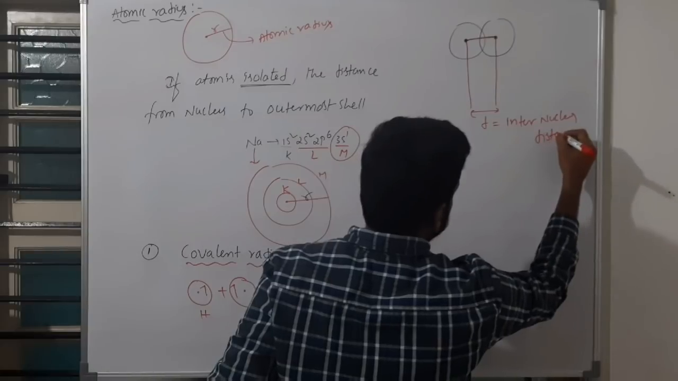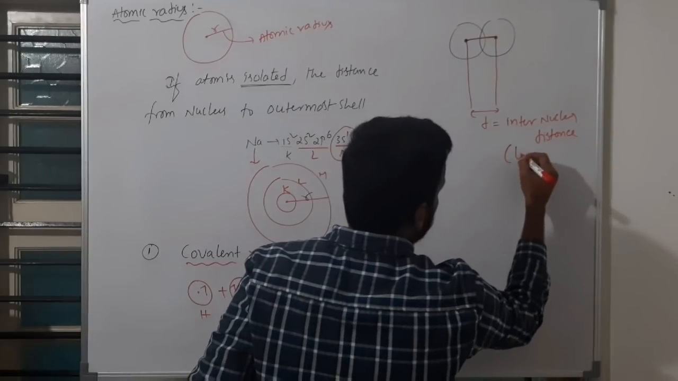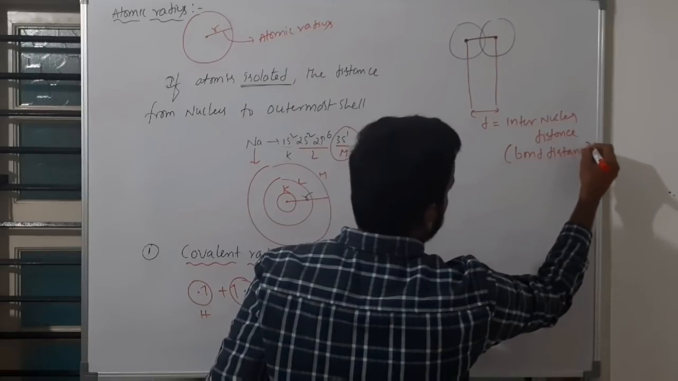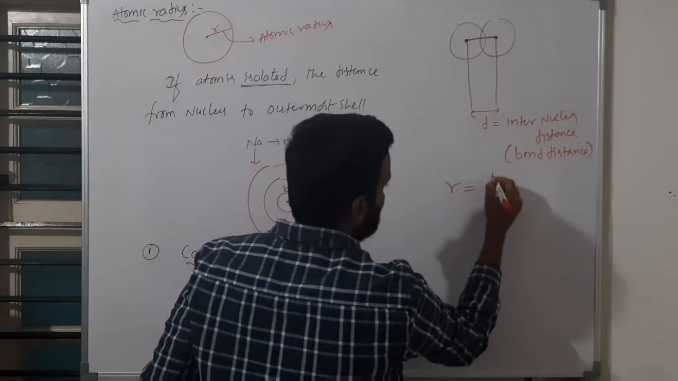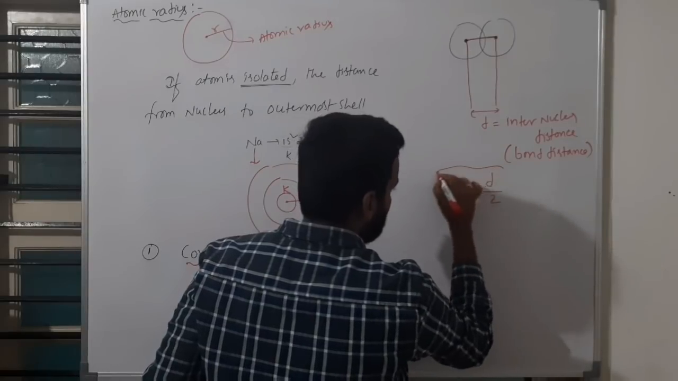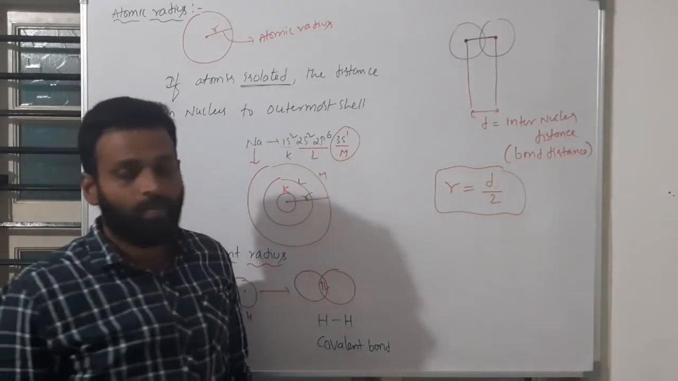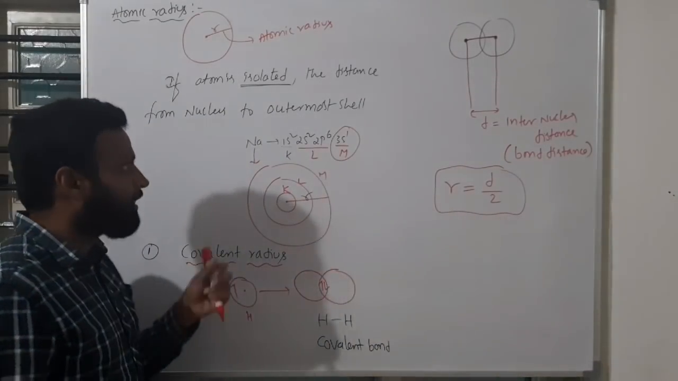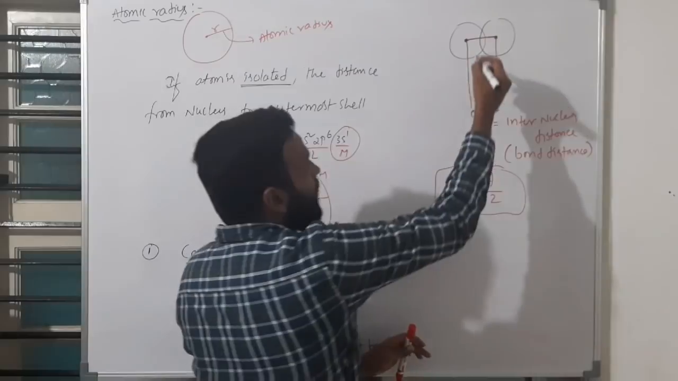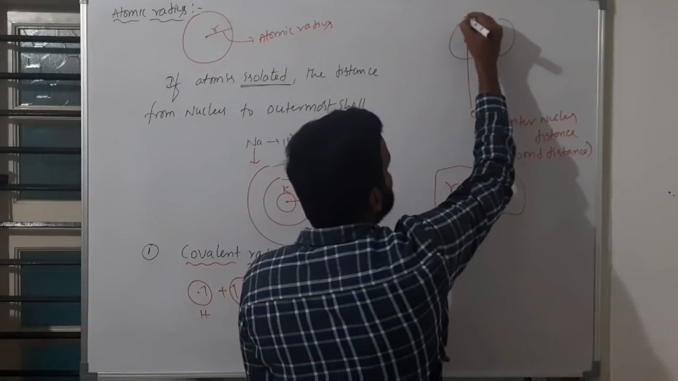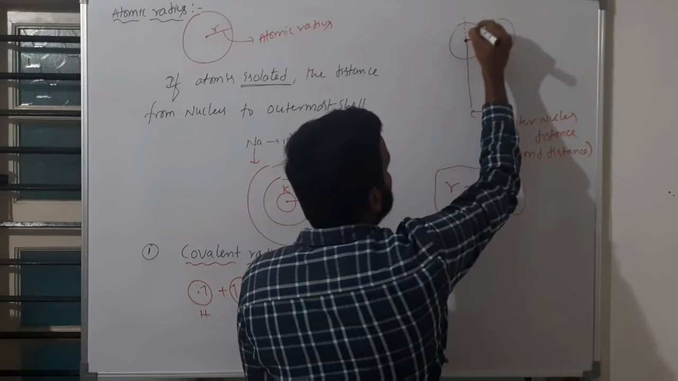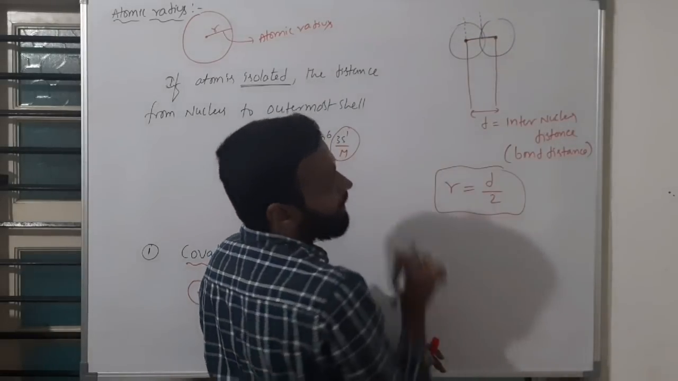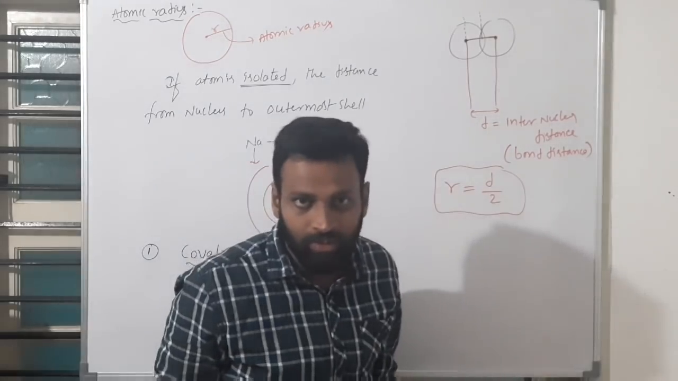Internuclear distance, which is also called bond distance. Then what is radius? Radius is D by 2. What is radius? D by 2. So what is covalent radius? Now you can say half of the internuclear distance, means from here to here. So exactly half of the internuclear distance. What is internuclear distance? Understood?